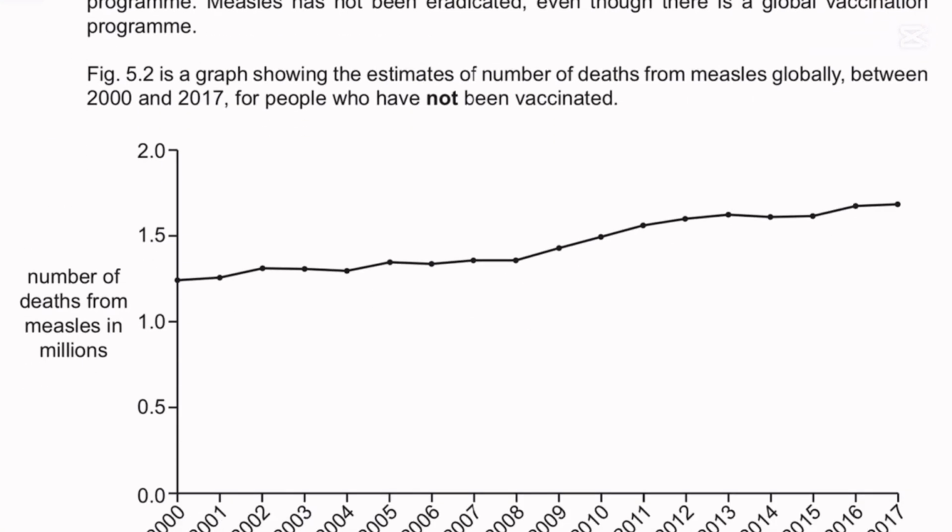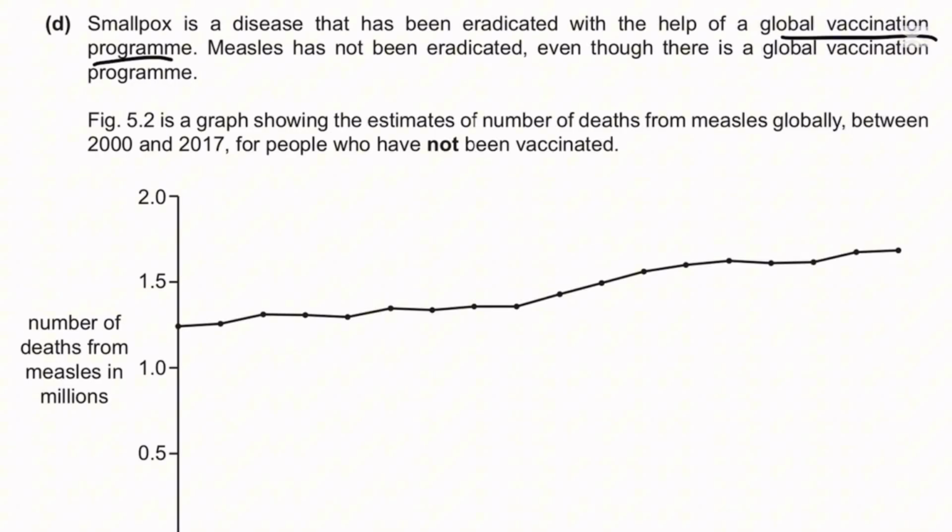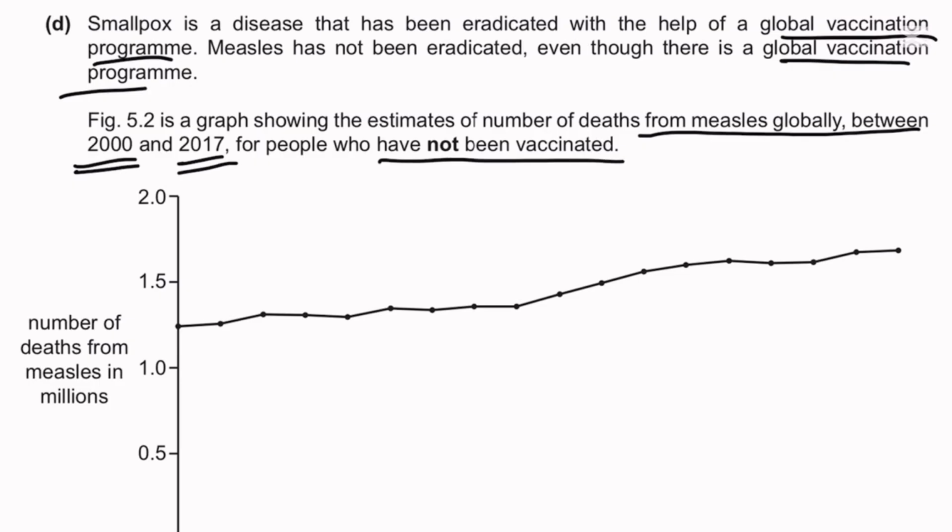Measles has not been eradicated even though there is a global vaccination, but smallpox has been eradicated. This is a graph showing the estimates of number of deaths from measles globally between 2000 and 2017 for people who have not been vaccinated.